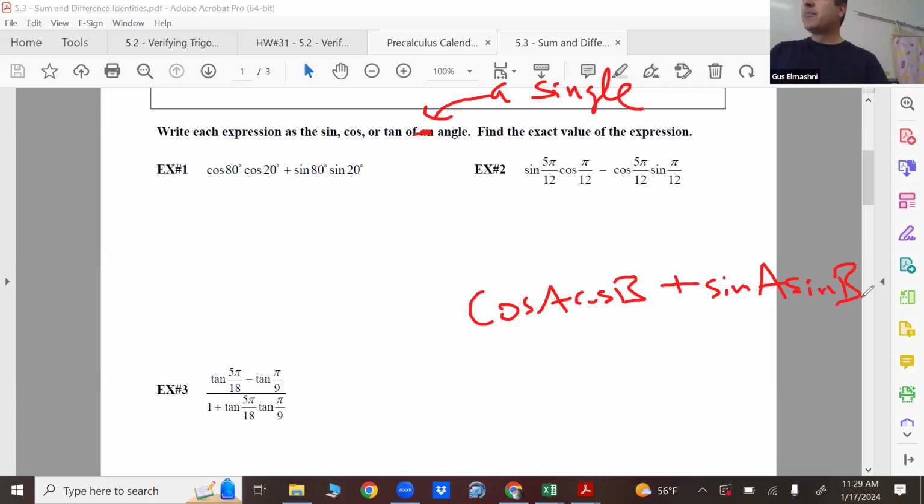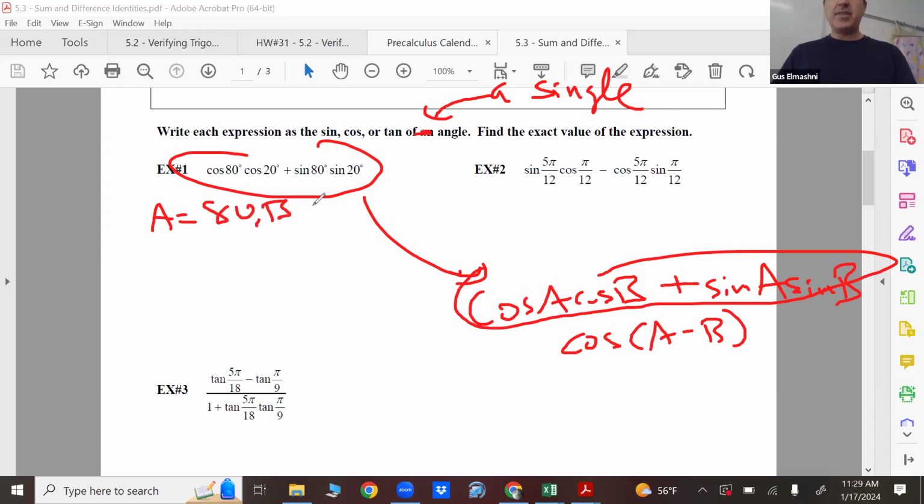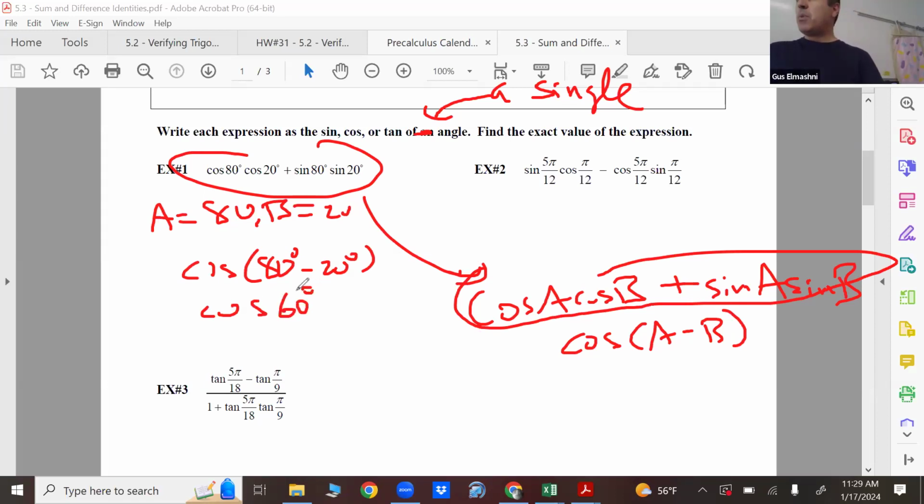Sorry, I was right initially. We have this. What does that equal? Cosine of A minus B. So you see how this is very identical to this, right? What would you identify as A and B in example one? What would angle A equal? What would angle B equal? 80 and 20. And we see that it's supposed to be the same thing as cosine of 80 minus 20, which of course is cosine 60 degrees. So that's how you can bring these two together as a single angle. And then of course, if you evaluate, it's one half. That's just unit circle stuff.